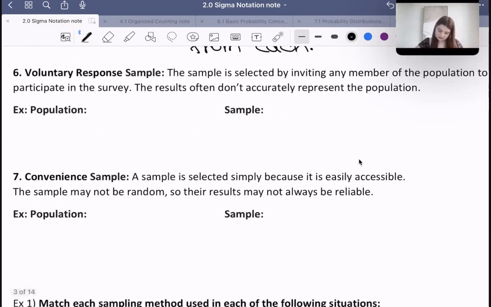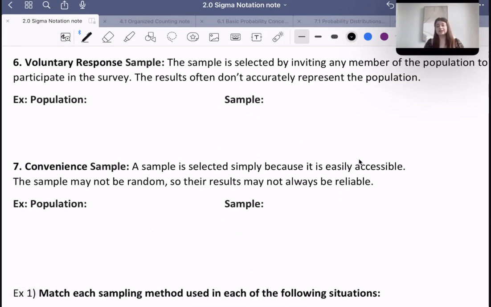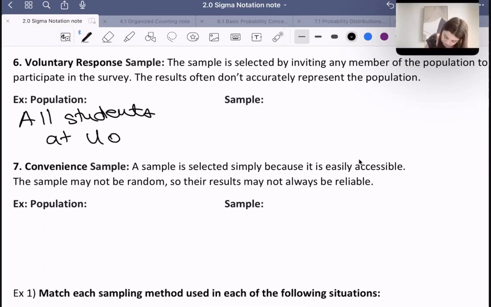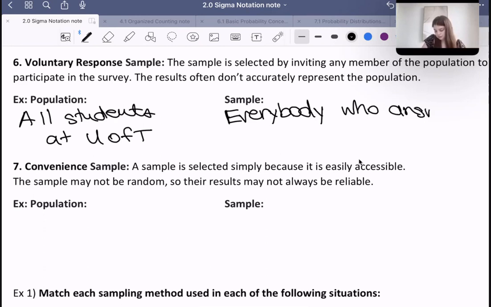Number 6 is voluntary response sampling. And actually, I should warn you that number 6 and 7 are not very good, not very accurate, in my opinion. But basically, voluntary response sampling is sampling individuals by inviting any number from the population to participate, and then taking the people who respond. So, for example, let's say the population is all students at U of T, University of Toronto, and the sample is everybody who answers the survey that was emailed to them, everyone who actually bothers to answer their survey.